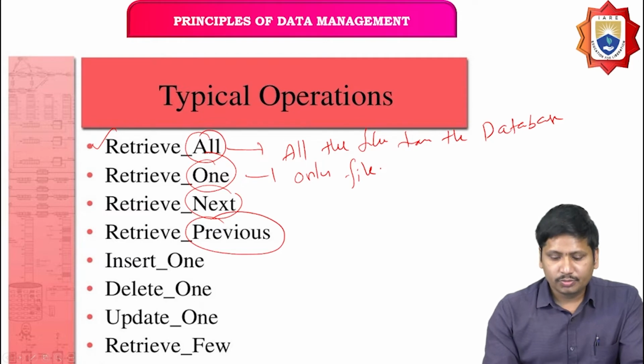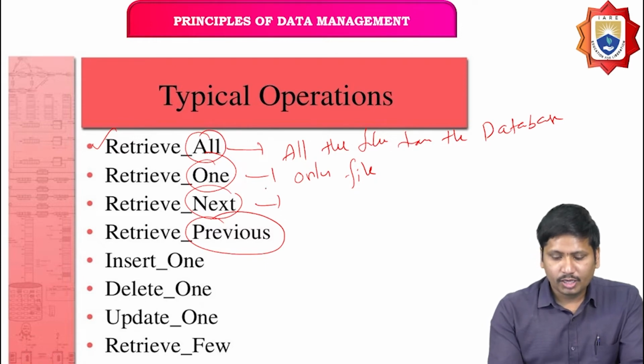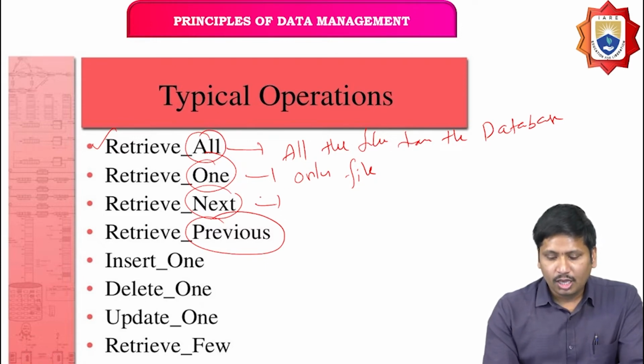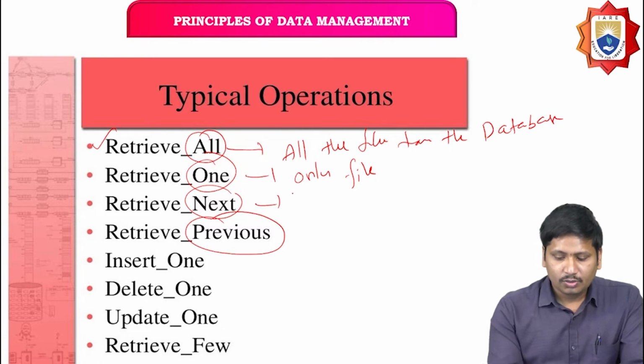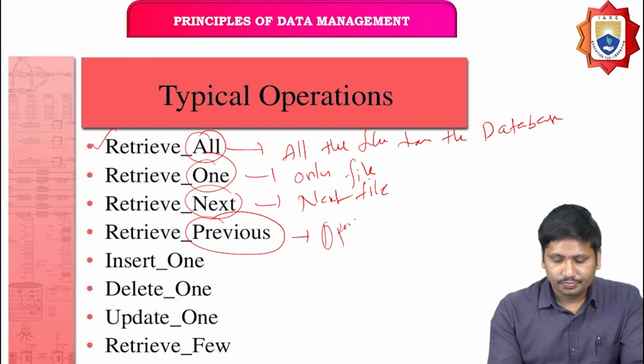And then retrieve next means, suppose I have already opened one file, then how can I retrieve the next file. So by the user, here we have an option like retrieve next, based on which I can easily retrieve the next file. And then retrieve previous: suppose I want to retrieve the previous file of the current file, then I have to make use of this operation for the previous file.